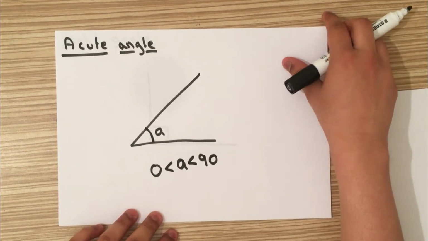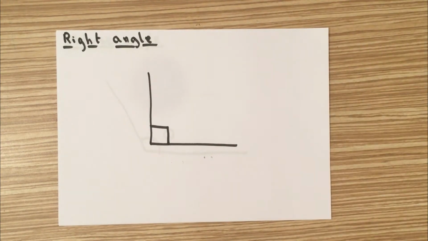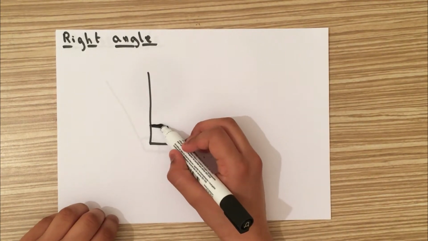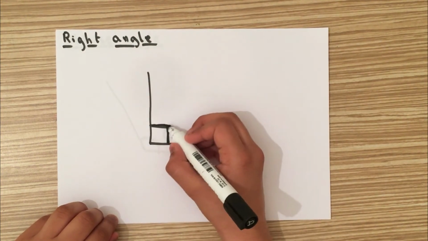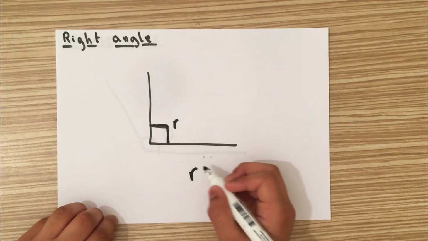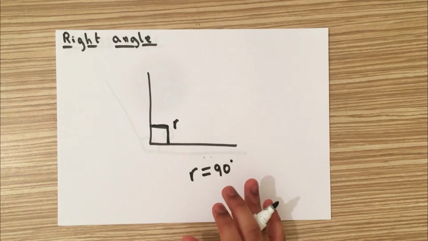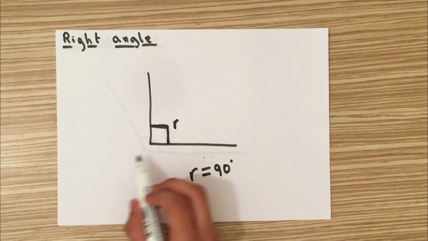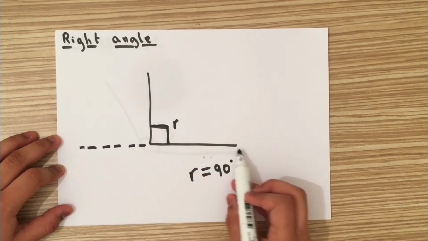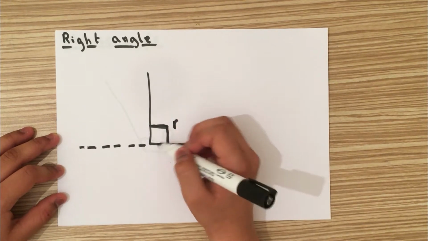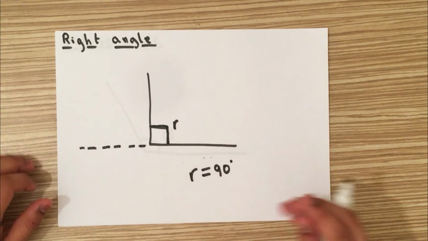So now let's move on to our next type of angle, which is the right angle. A right angle is very simple. If you see, we mark this with a square bracket to symbolize that it's a right angle. And here, let's take this as R. Then R is equal to 90 degrees. A right angle is always equal to 90 degrees, and it's always half of a straight line. So let's imagine that as a straight line, and a right angle is always half of a straight line because a straight line always has 180 degrees to it.